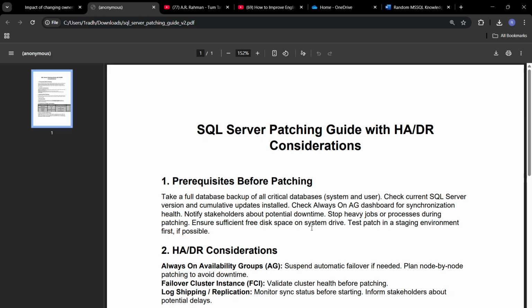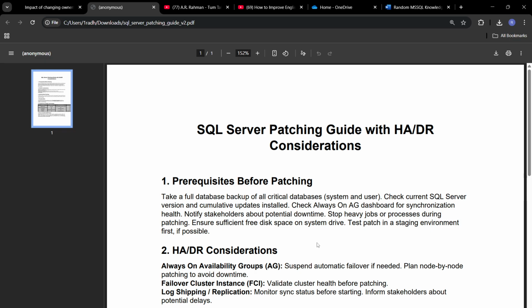Okay, so while you apply the patch, there will be a change only in the resource database, because the resource database contains the object information. Okay, all the system objects information, like the stored procedures and views, that is provided by default by Microsoft. So all this information is stored in the resource database. So all the security patches and all the changes are applied on it.